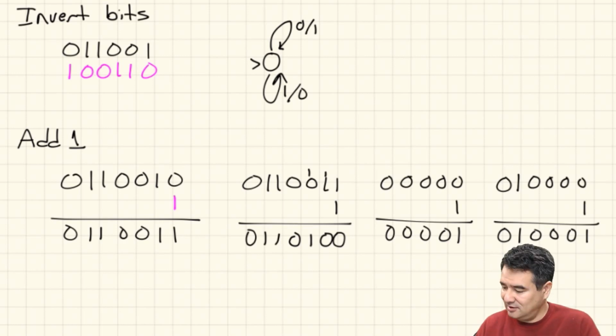So that leads to this idea that there needs to be a state to represent what happens in that rightmost position.